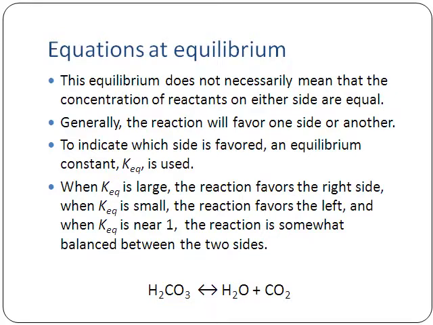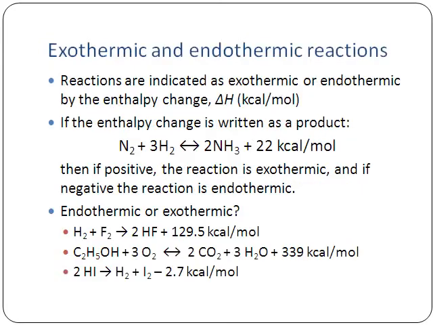Onward we go. All right. So let's look at exothermic and endothermic reactions with respect to this. Reactions are indicated as being exothermic or endothermic, when you write out the chemical formula, by what's called the enthalpy change. The enthalpy change symbol is delta H. Delta, of course, means change. H is your enthalpy. So the enthalpy change is delta H. Its units are going to be kilocalories per mole. And so if you had 1 mole of a substance, it's telling you how many kilocalories of energy are going to be released or consumed during this reaction.